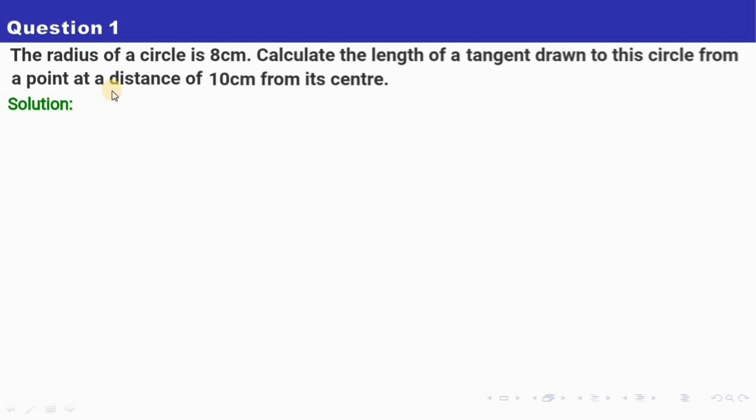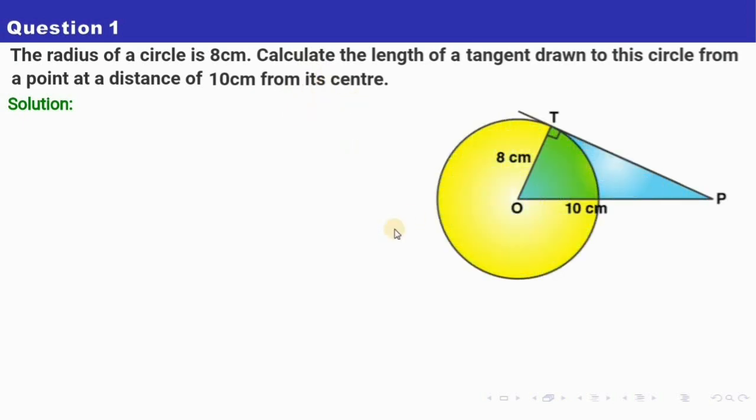The question says the radius of a circle is 8 centimeter. Calculate the length of the tangent drawn to this circle from a point at a distance of 10 centimeter from its center. Now in order to understand this, let us draw the diagram. So there is a circle, and you are drawing a tangent from a point P, which is lying at a distance of 10 centimeter from center O. So that means this OP is 10 centimeter. And what is given? It is given that the radius of the circle is 8 centimeter.